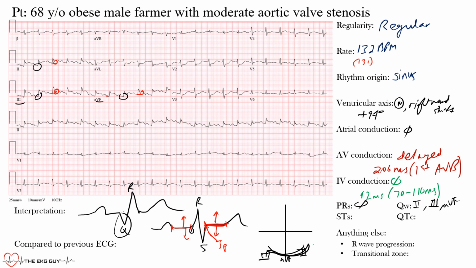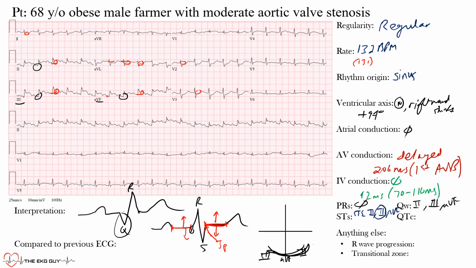And then you can see some depression specifically here, notice in lead aVL as well as lead 1. You also maybe see some depression here in V2 and V3 as well. So here we can put ST elevation that we see in 2, 3, and aVF. It seems to be most prominent in lead 3, then aVF, then lead 2.